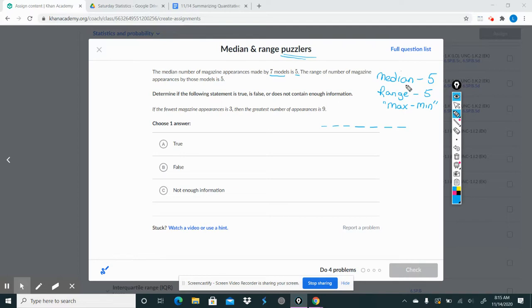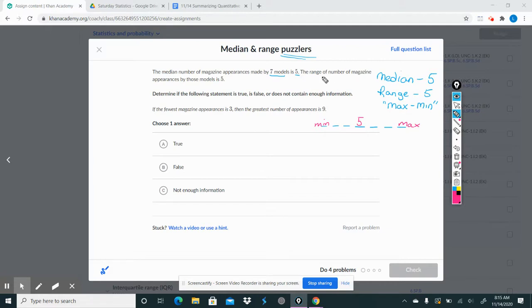And we know that our median is 5. So remember, the median is our middle value. And if we have 7 values here, we know the middle would be right here, which is 5, because we have 3 on each side. That is our middle value. And our range would be 5 as well. So whatever the max is and whatever the minimum value is of our models' number of magazine appearances, the difference between the two of them is 5.